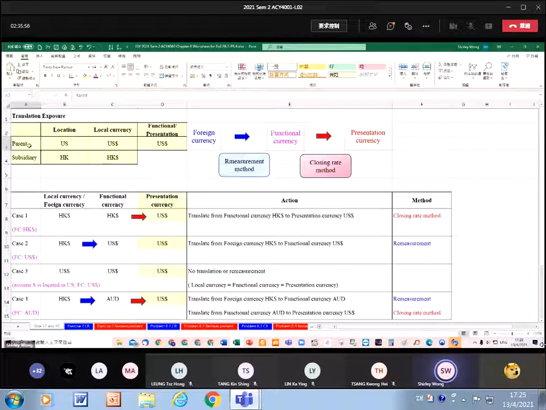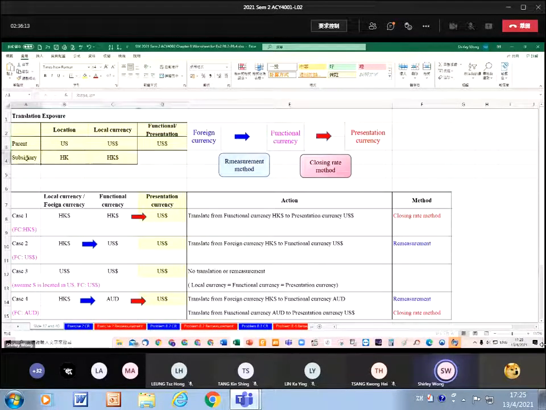Assume that there is a parent company and this parent company is located in US. Therefore, this parent company's local currency is US dollar. And then assume that they choose functional currency and also presentation currency as US dollar. So this is the situation.